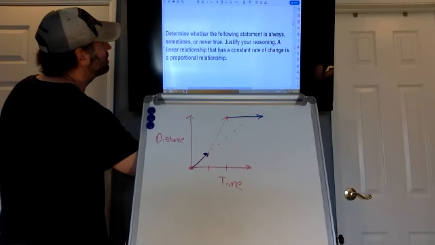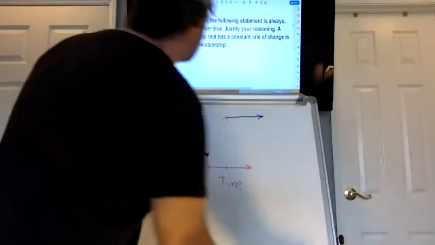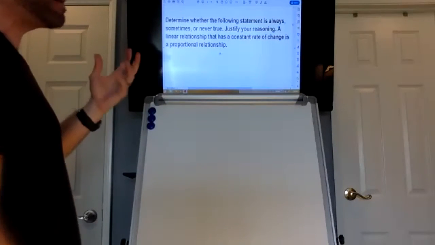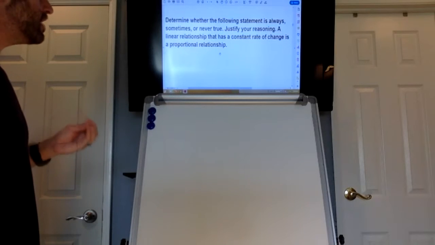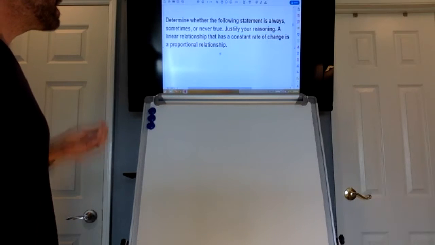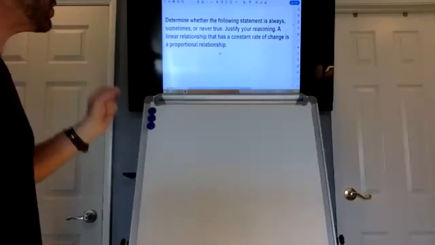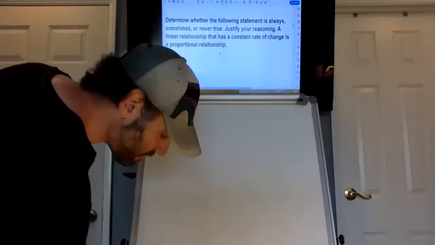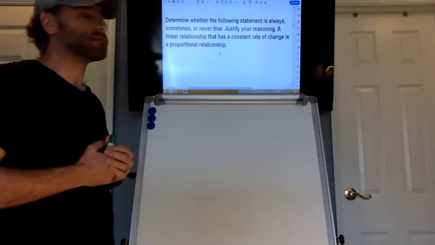Okay, next one. Determine whether the following statement is, oh, I love these. These are hard. Always, sometimes, or never true. These are really deep questions where you have to really try to think of all the cases and try to find a counterexample. Justify your reasoning. A linear relationship that has a constant rate of change or a slope is a proportional relationship. Oh, I think we already can answer this. Always. So if it's linear with a slope, it has to be proportional, right? Yeah.